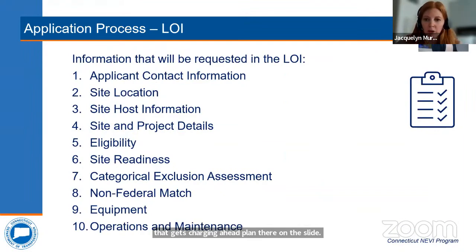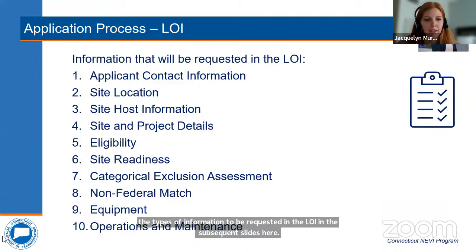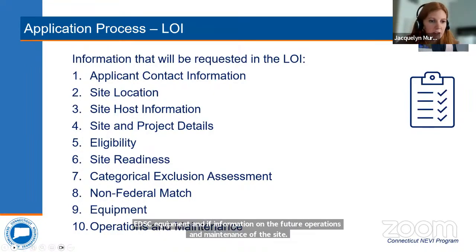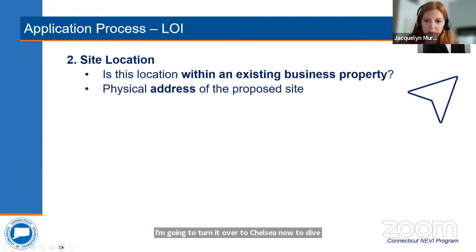Okay, so the Microsoft form, this gives you an overview of the major headers in the LOI. And we're going to talk a little bit about the types of information to be requested in the LOI in the subsequent slides here. These topics include general information about the applicant, the eligibility of both the applicant and the potential site location per federal regulations and the Connecticut NEVI plan. And they also will include information regarding site readiness, proposed project funding, technical specifications of the EVSE equipment, and information on the future operations and maintenance of the site. I'm going to turn it over to Chelsea now to dive in on some of those details.